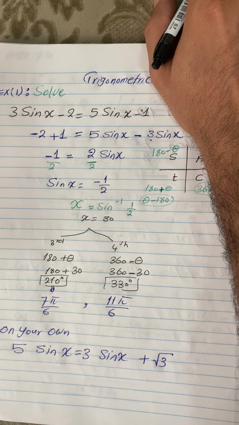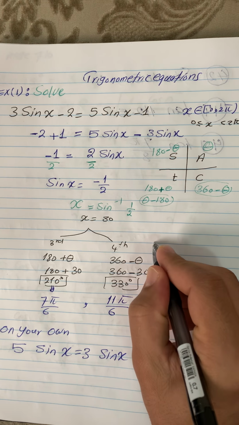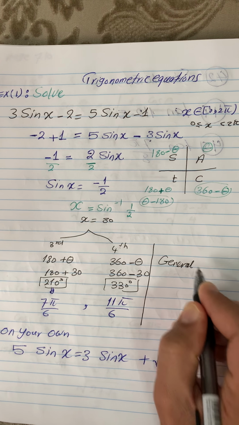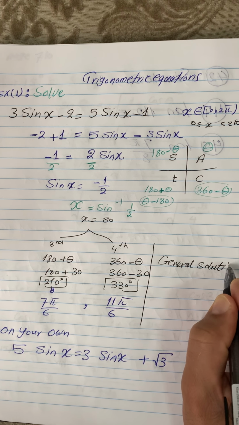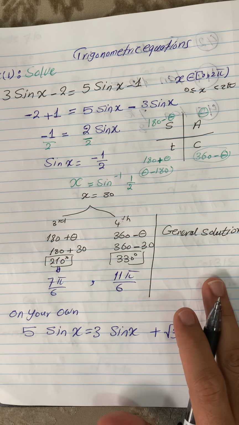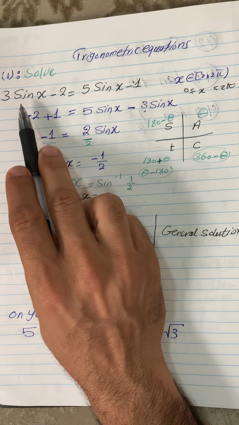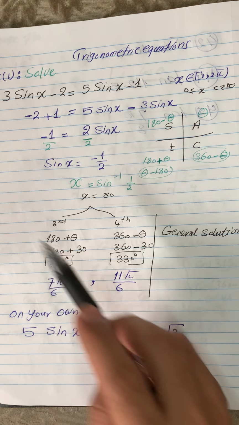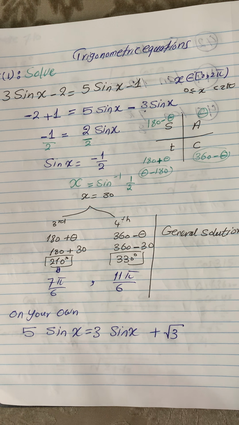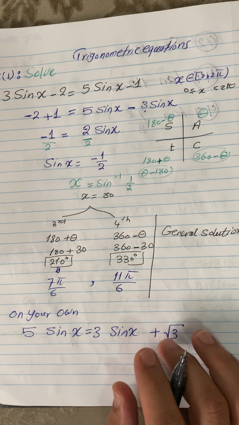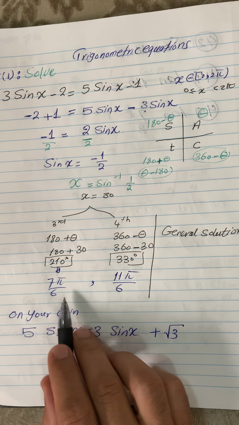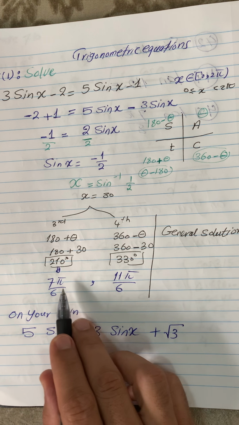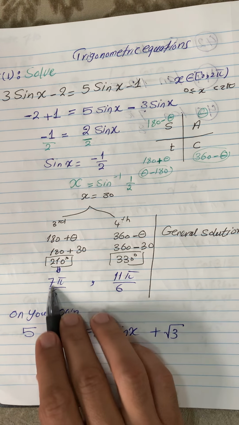So we have to write the general solution. This is the solution, and when we need to write the general solution, we know that the period for sine or for cosine is 2 pi. The sine and the cosine are periodic with period 2 pi. So to get the general solution, just add 2 pi n to each solution here.